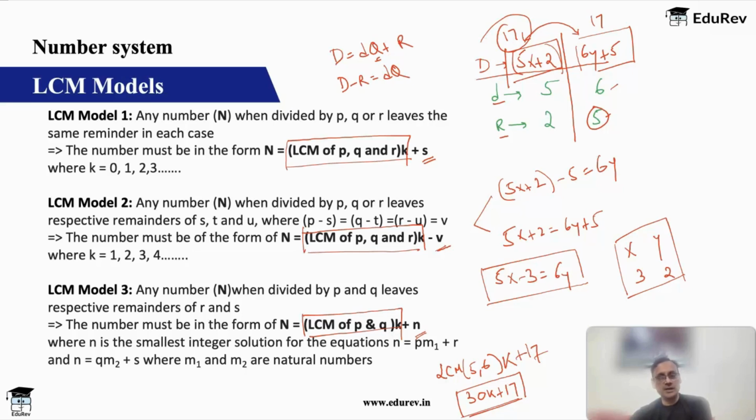Okay, so k can be again anything. Coming back to this, any number n when divided by p and q leaves remainders of r and s. So the answer is of the form LCM of p and q into a constant plus n, where n is the smallest integer solution of n = p m1 + r and n = q m2 + s, where m1 and m2 are natural numbers. Basically, instead of m1 and m2 we have taken x and y.